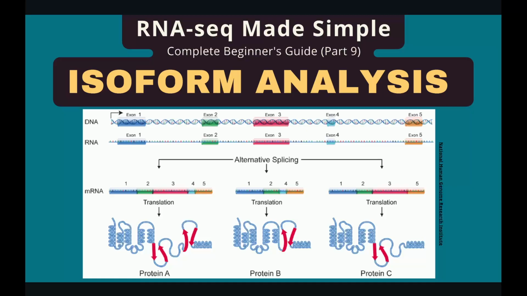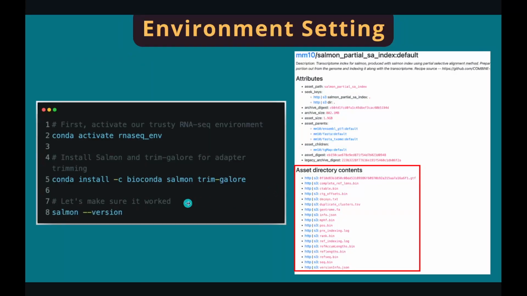Previously, I showed you how a single gene can encode multiple isoforms through alternative splicing. In this video, I'm going to show you how to quantify the expression of these isoforms. The tool we're going to use is the Linux command line tool called Salmon. Salmon is a super powerful quantification tool that quantifies gene expression at both the isoform level and the gene level.